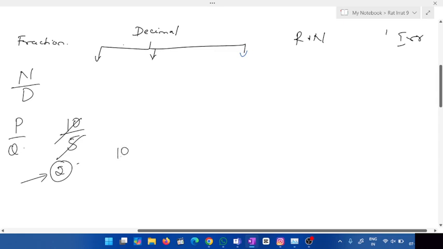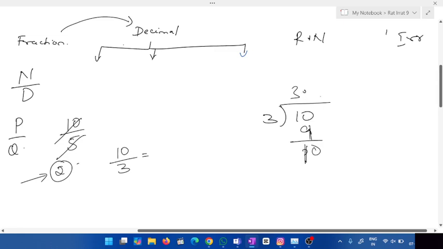Next, 10 divided by 3. This is a fraction, right? 10 by 3 is a fraction. From fraction, you have to convert into decimal. Divide this 10 by 3 into decimal. What do you get? 3 3s are 9. Put a decimal point, 0. Again 3 times 3 is 9. It goes on, right? The value continues like this, 3.33.